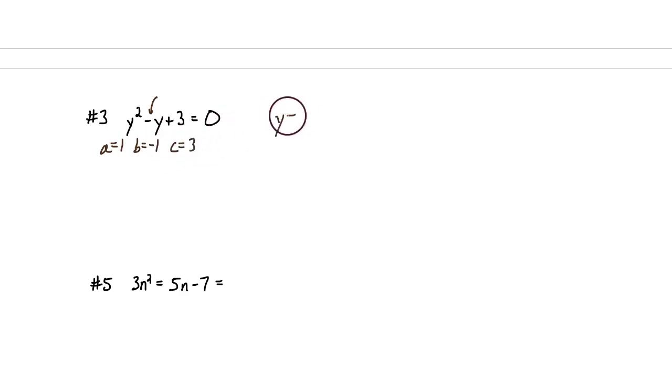So we have y equals negative b. So that's a 1. Then plus minus. Inside here we have b squared. So that's a 1. Minus 4 times a. Fill in 1 for a. And then times c. Fill in a 3. And that's all divided by 2 times a, which makes a 2.